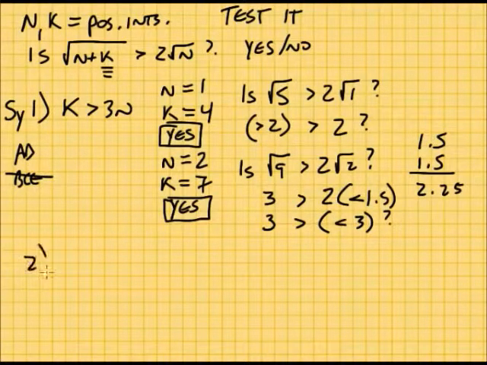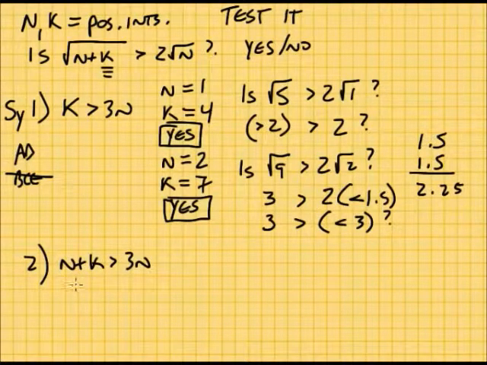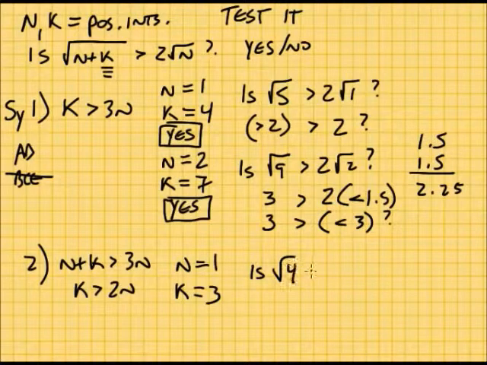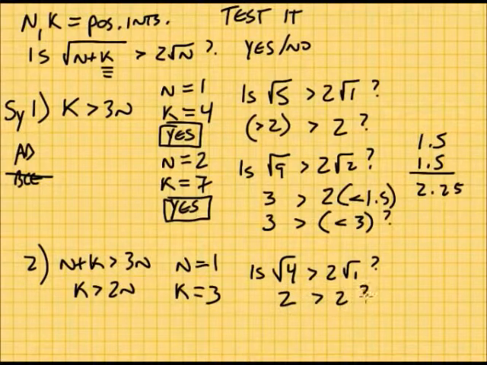It says n plus k is greater than 3n. So if I combine like terms, we'd have k is greater than 2n. And let's go about using Test It again. If n equaled 1, k would have to be greater than 2, so how about we choose 3? If we're using n=1, k=3, the question asks, is the square root of 4 greater than 2 times the square root of 1? And that means, is 2 greater than 2? Well, no, it's not, so that gets us a no.